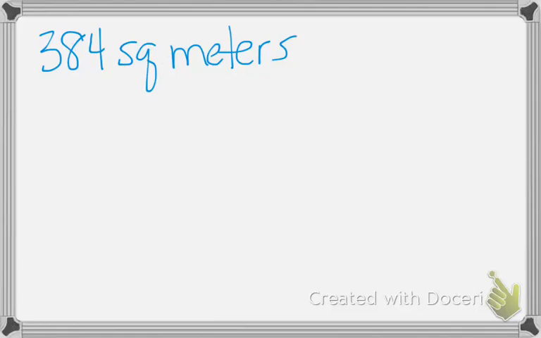Okay, so this is that question from the Thursday night homework. There were 384 square meters. It's a plot of land. Because you see square meters, that should automatically tell you that it is area.